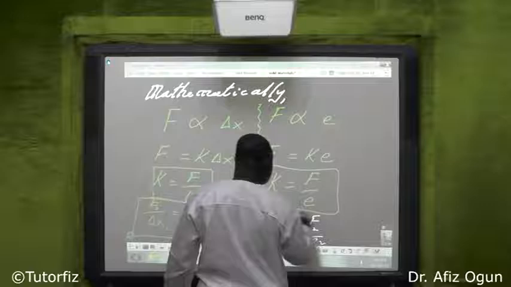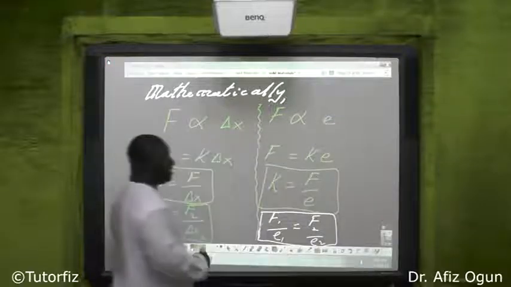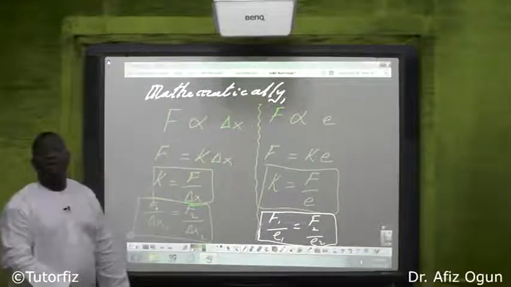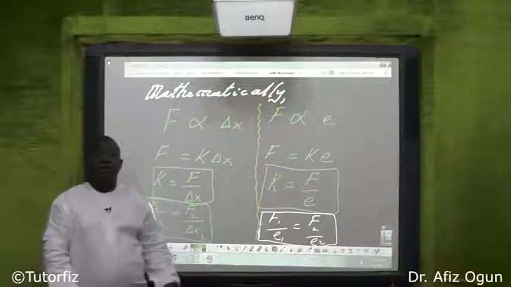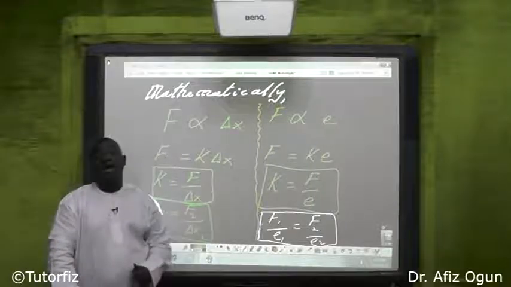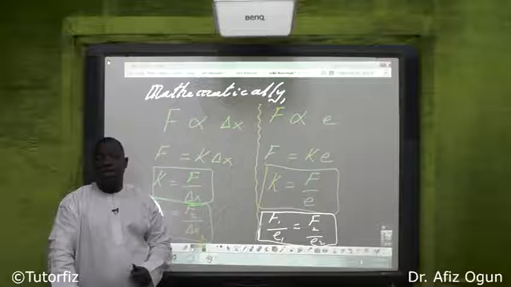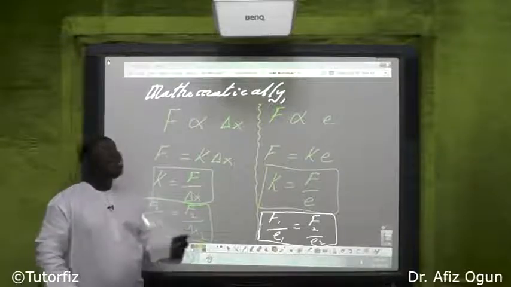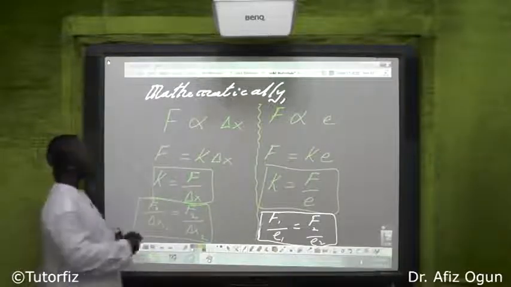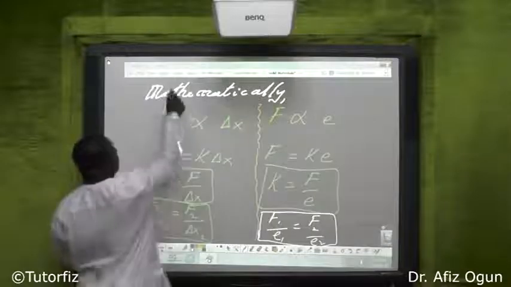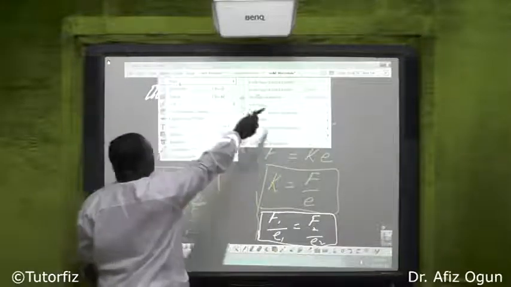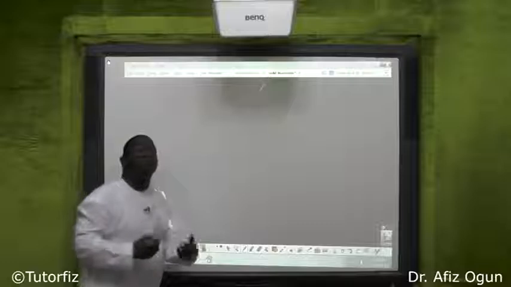Since it's constant, I will always get the same answer if I divide F, the applied force, by the extension. I will always get the same answer, which is that K. What does it really stand for? What is K really standing for here? The K is standing for one thing.